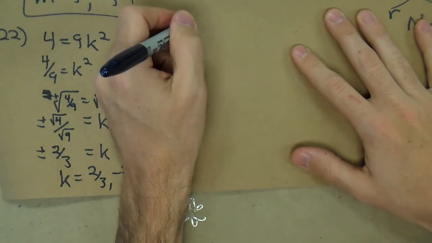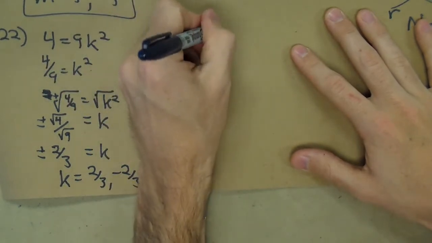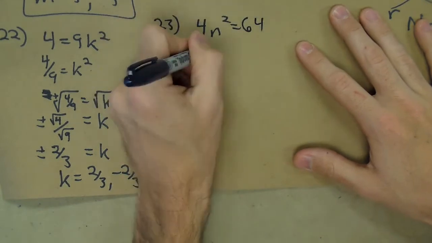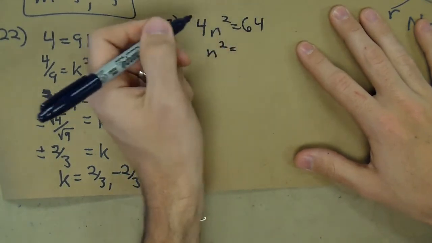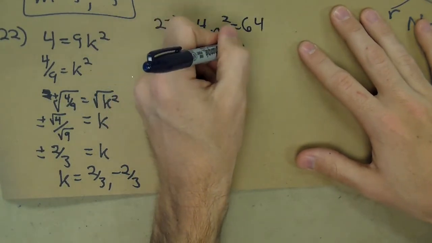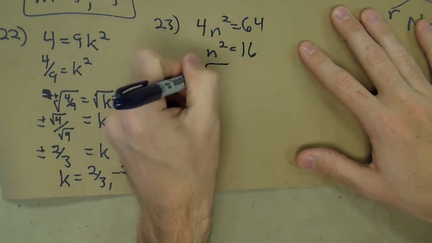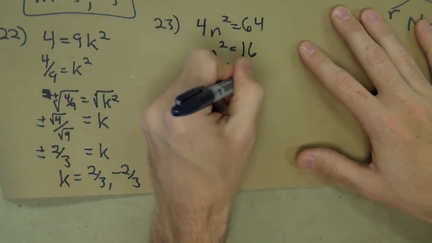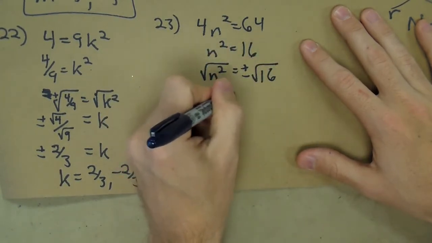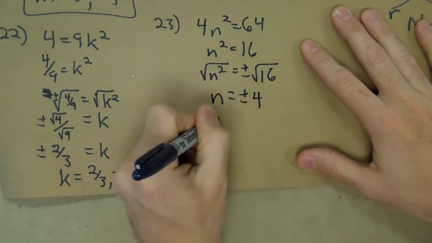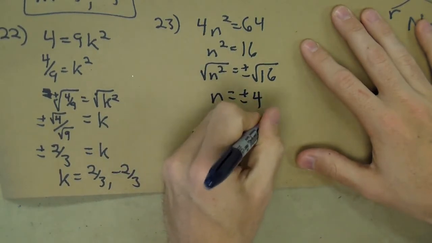23 is 4n squared equals 64. I'm going to divide both sides by 64. And I get 16. Square root of both sides. I get n equals plus or minus 4. So n is 4 and negative 4.